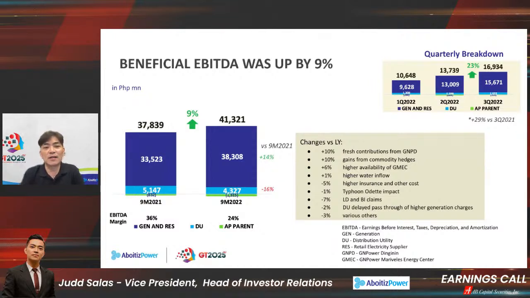The higher performance was partially offset by the impact of Typhoon Odette, which we had late last year, and recognition of BI and LD claims last year. Without these one-off items, EBITDA would have been higher by 17%. Not shown here is our net income, which was up 24% year on year for the first 9 months. If we were to exclude the impact of Typhoon Odette, LD, and BI claims recognized last year, net income for the first 9 months of 2022 would have actually been higher by 42% compared to the same period in 2021.